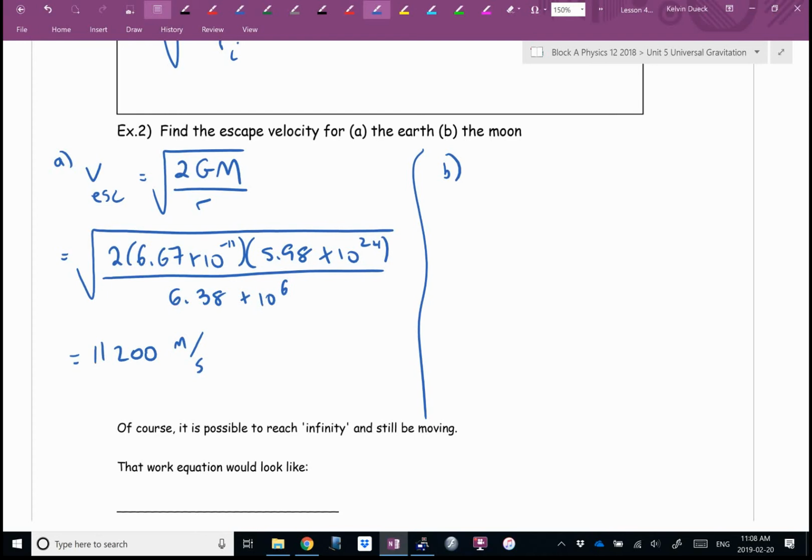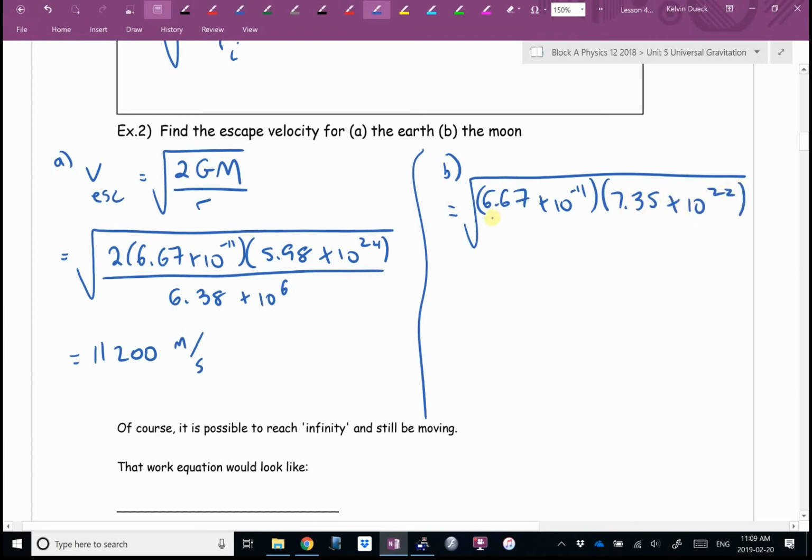Do you think the escape velocity from the moon would be bigger or smaller than the Earth's? Smaller? Why? What would make it? Smaller gravitational field? Yeah. Okay. So same equation here, except I have to use the moon. It's going to be 6.67 times 10 to the negative 11. What's the mass of the moon? It's on your sheet. I think it's 7 point something times 10 to the 20. And radius of the moon?